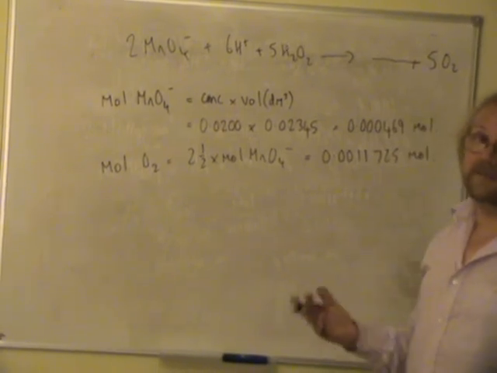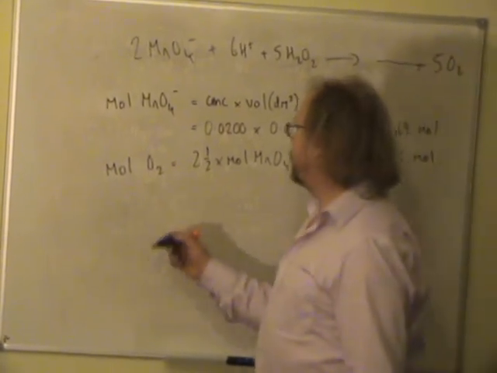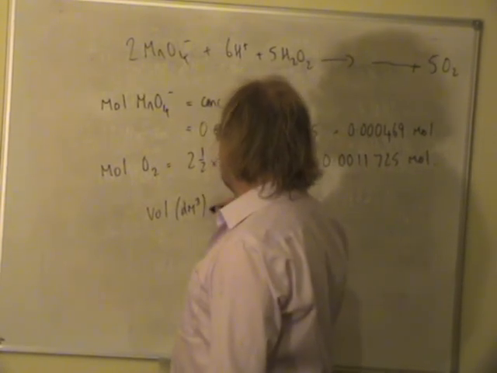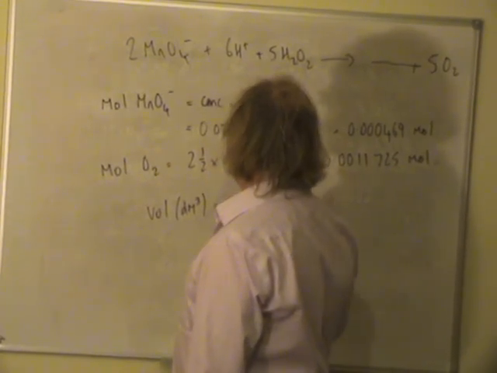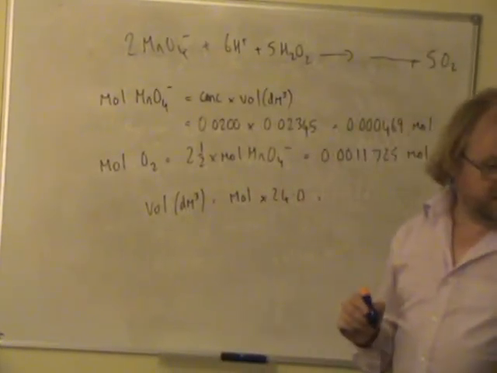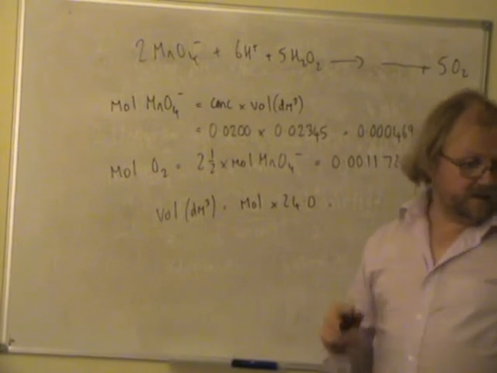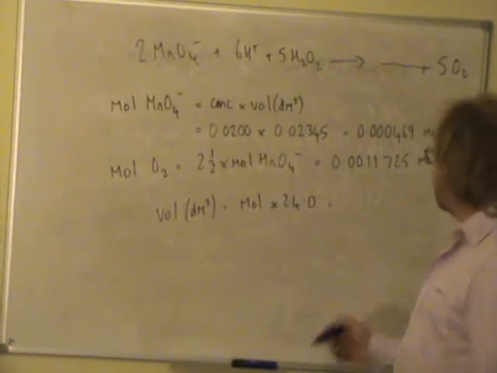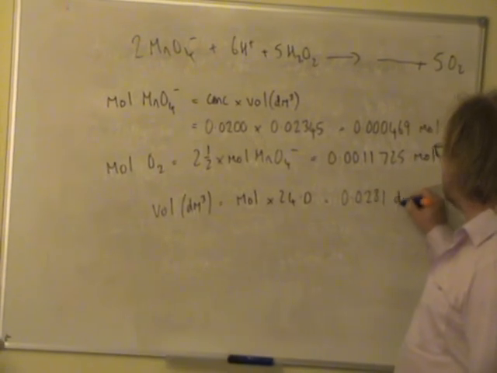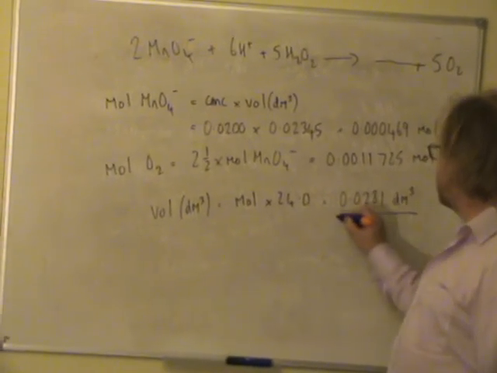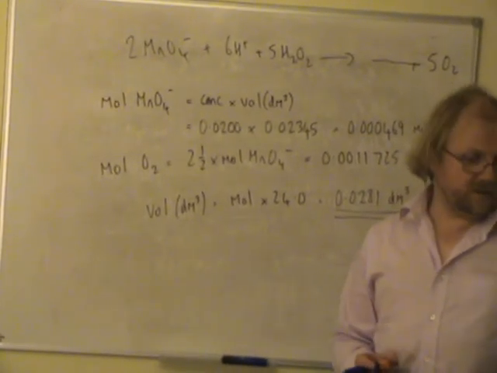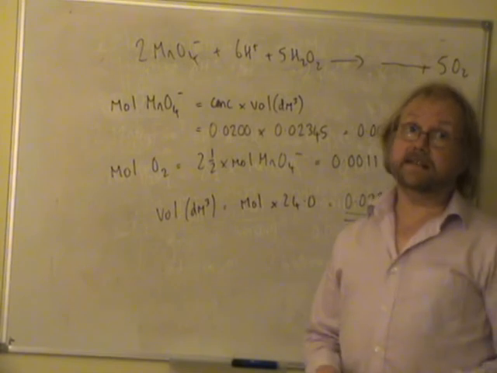And now we've just got to convert that into volume. So remember, for a gas, volume in dm cubed is equal to moles times 24.0. So you simply multiply that number by 24 and you get 0.0281 dm cubed is the answer, and it doesn't ask you to convert it into cm cubed, so that's all you need to do. And that, finally, is the end of the paper.